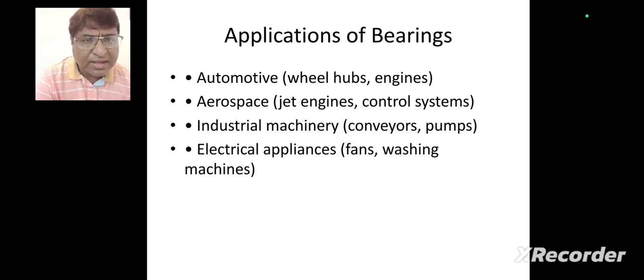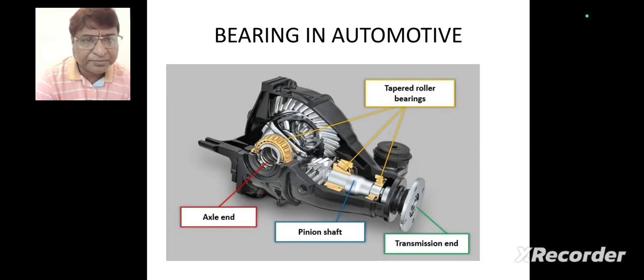Now we'll discuss about the applications of the bearings. It is applied in automotive, aerospace, industrial machinery and electrical appliances. In automotive, we can apply it in wheel hubs, engine. In aerospace, it is used in jet engines, control system. In industrial machineries, it is used in conveyors, pumps. In electrical appliances, it is used in fans, washing machines.